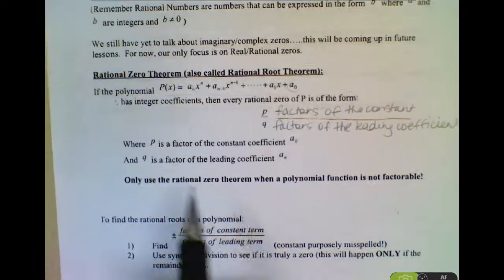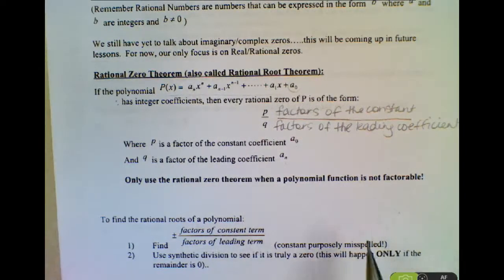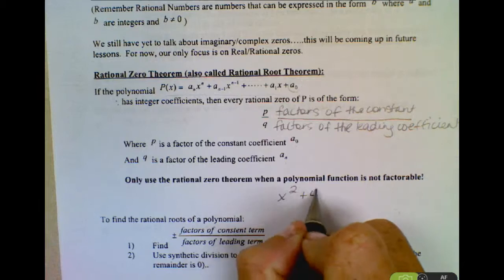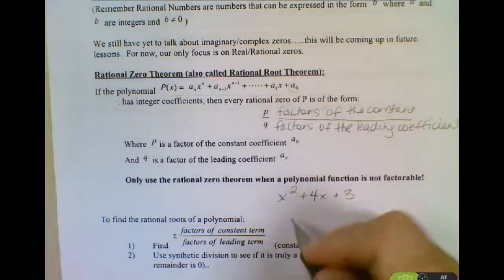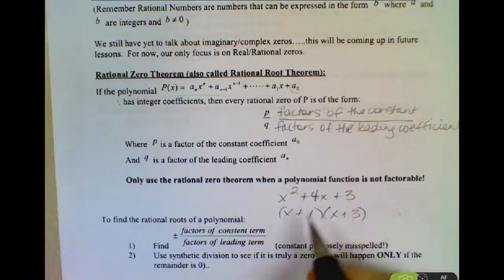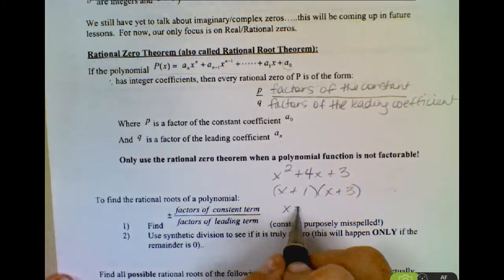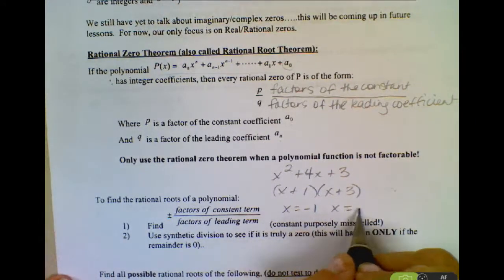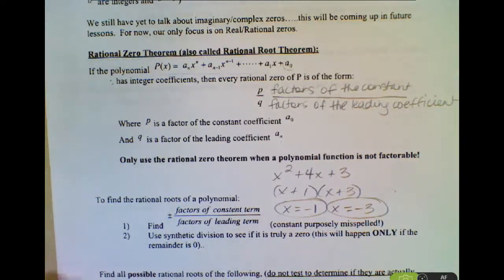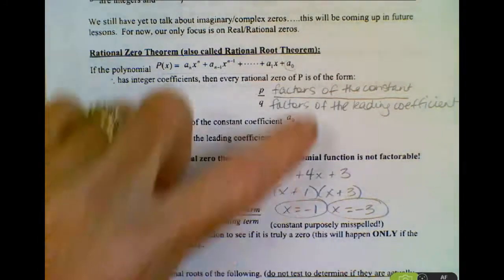You're only going to use the rational zero theorem when the polynomial function is not factorable. If it's factorable, say we have something like x squared plus 4x plus 3, we know that's factorable to x plus 1 and x plus 3. We would take the opposite of those, and those would be our solutions. Those would be 2 points that we could graph on the x-axis to solve.